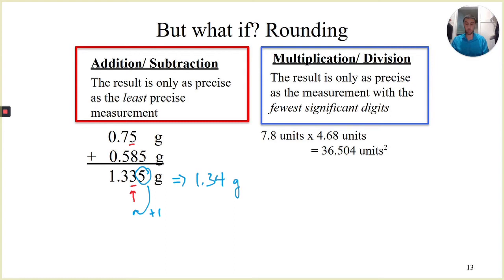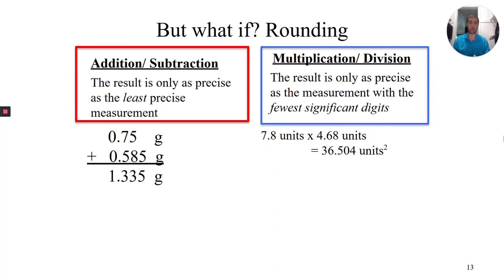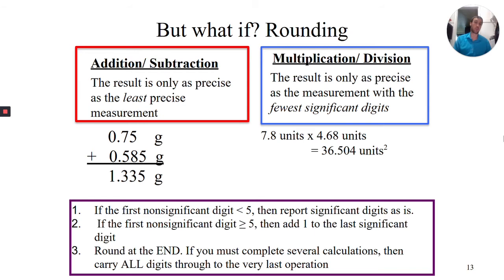If we do multiplication division, 2 sig figs versus 3 sig figs, I'm only allowed to report out 2. That 5 is my first insignificant digit because it is 5 or larger. I will add 1 and my number becomes 37 units squared. Right? And so that's how we can run through our rounding. So there we go. We've got my version of the rules here.